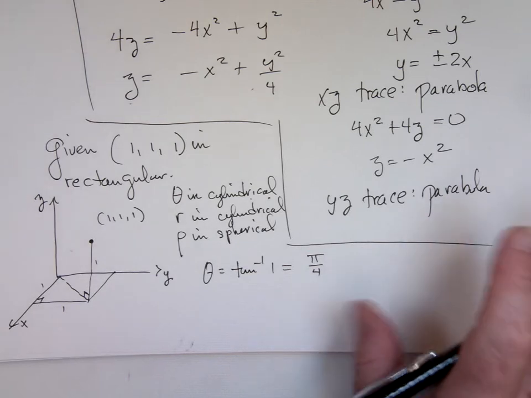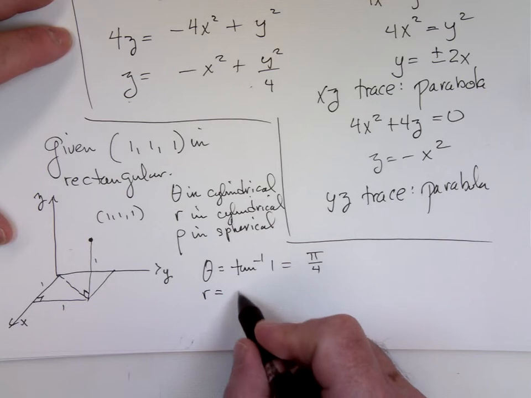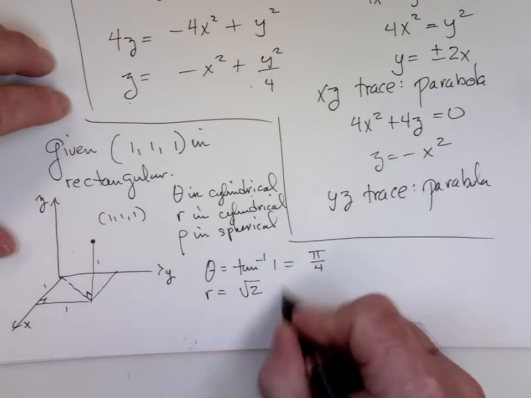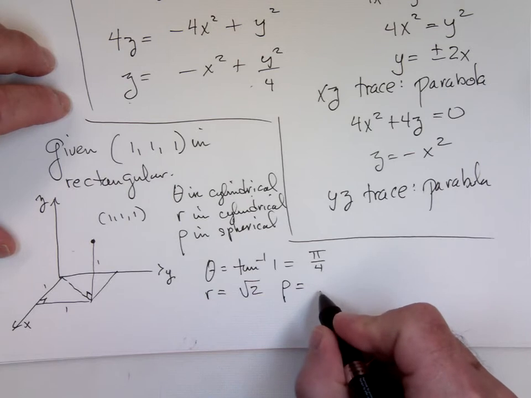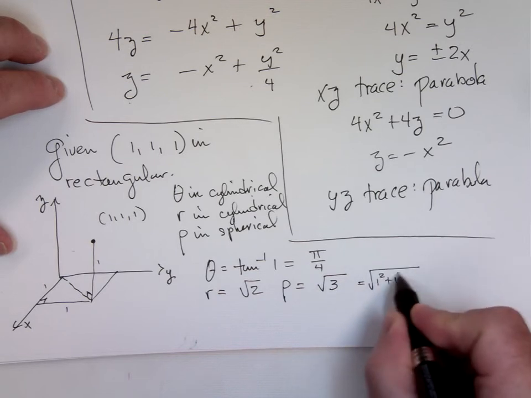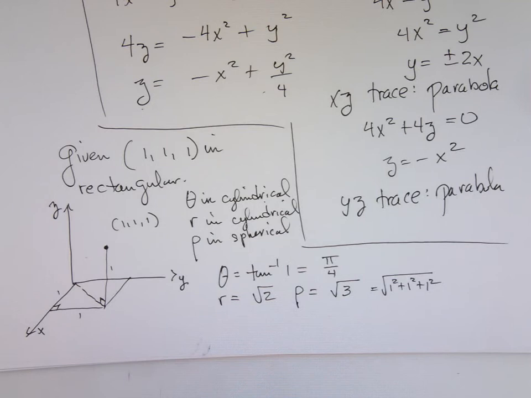All right, what's r equal to? Square root of 2. Very nice. And what's rho equal to? Square root of 3. Very nice, because it's equal to the square root of 1 squared plus 1 squared plus 1 squared. That's the kind of thing I'm going to be asking you to do. All right, what else you guys got?